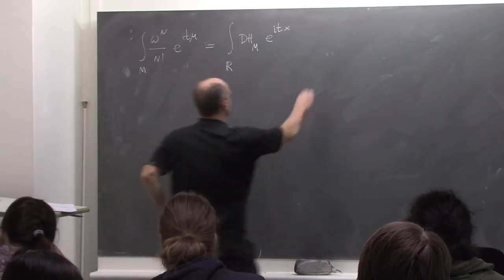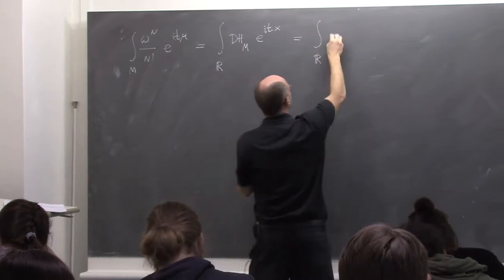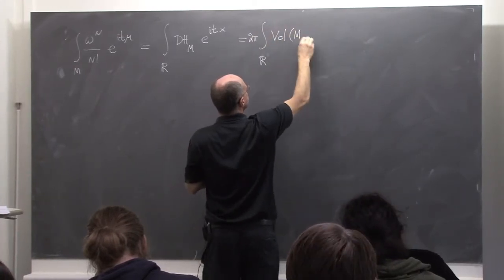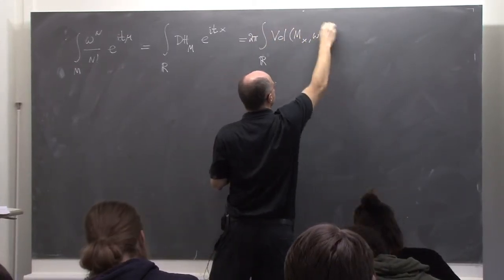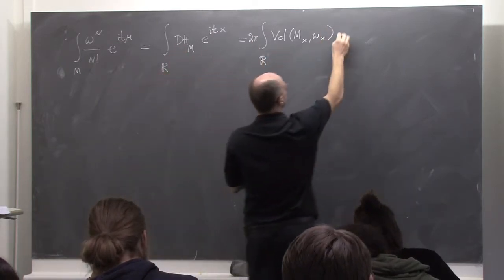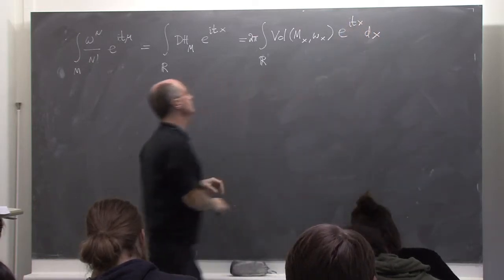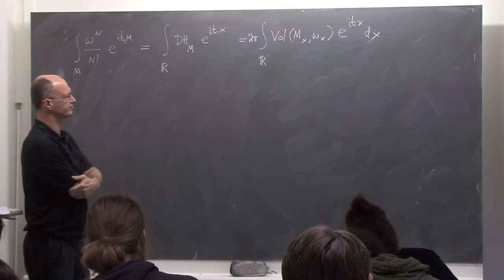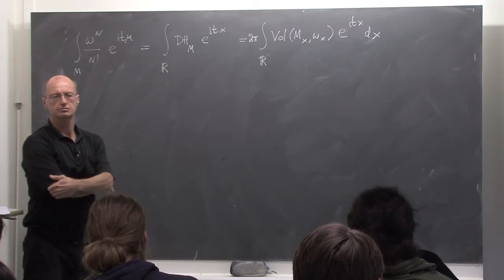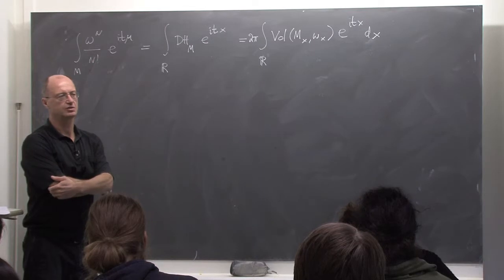Right, now I would like to replace it with the following formula. So I replace my Duistermaat-Heckman measure by 2 pi times the volume function, exponential of i t x dx. Kind of, do I have a right to do it, or is it a good idea?